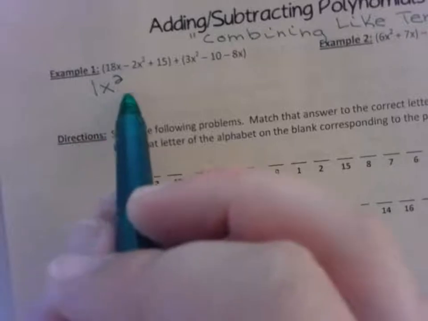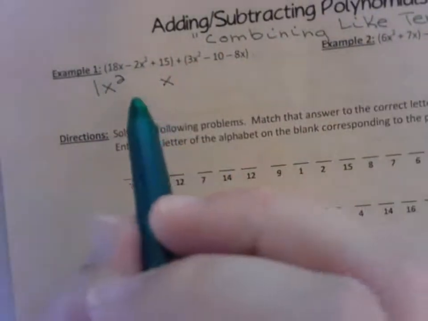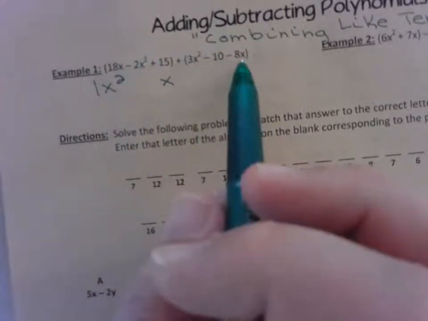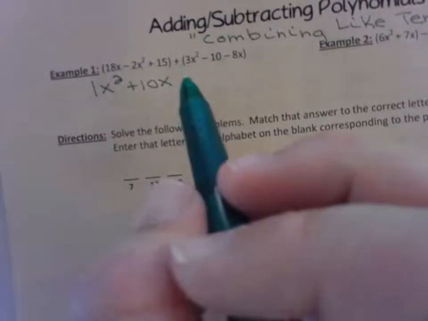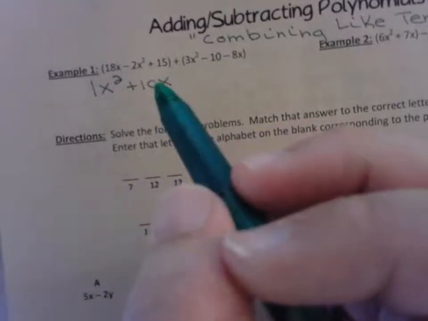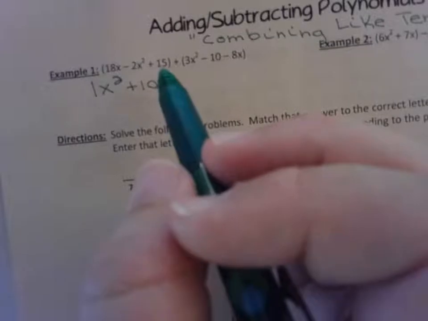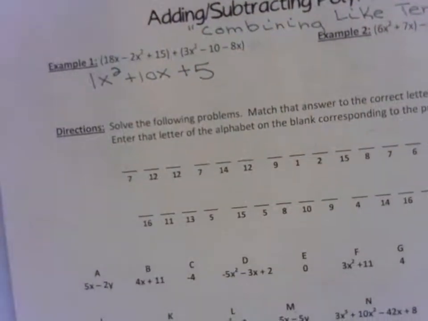The next highest exponent I see is what? My x. I have negative 8x plus 10x, which is 2x. And then I have my constants, which are my numbers without variables. 15 plus a negative 10, positive 5. So you are combining like terms. We're not multiplying. There's a big plus in the middle. So you're looking at your exponents and you're combining like terms.